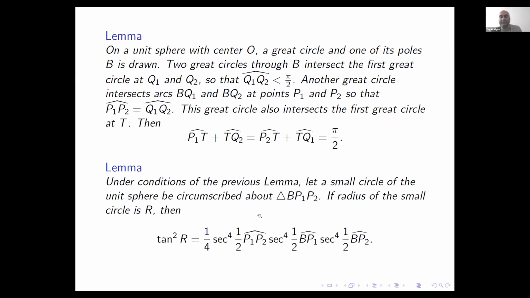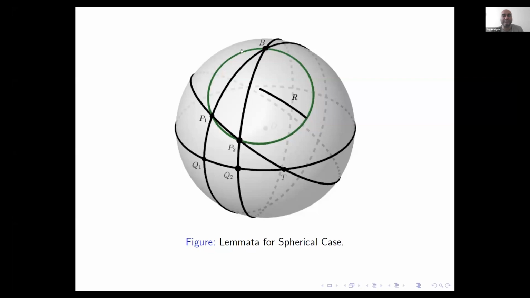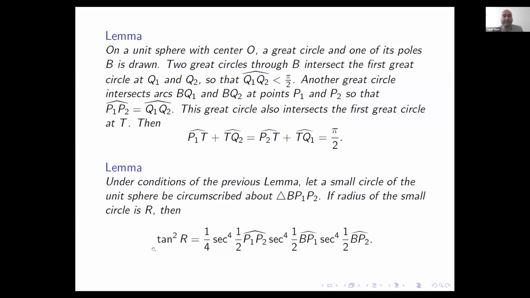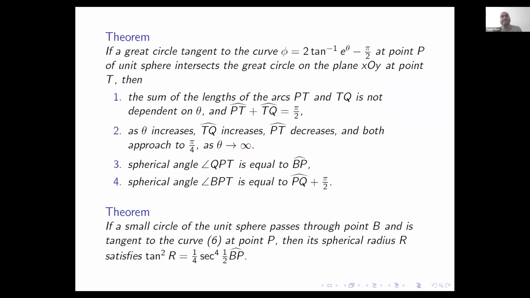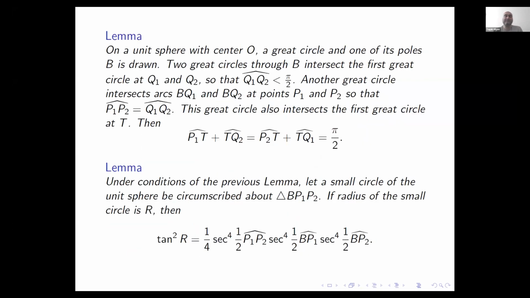Similarly, for the circle passing through B, P1, P2, we can write this formula. Tangent squared r of that green circle is equal to this, which is expressed through 4th powers of secants of half of P1P2, BP1, and BP2. Using these two lemmas, one can prove the previous theorem easily. One can interpret this theorem as a limiting case of this theorem.